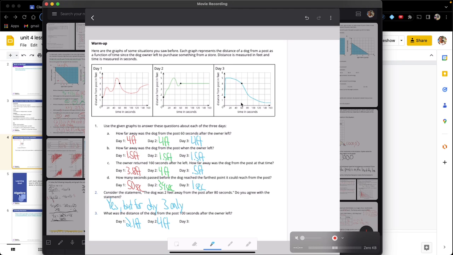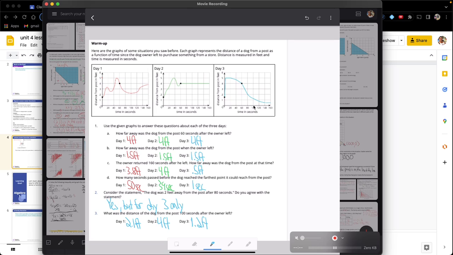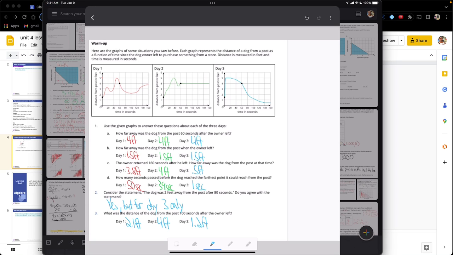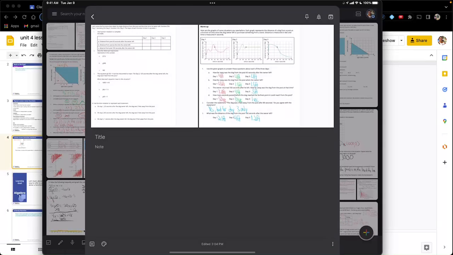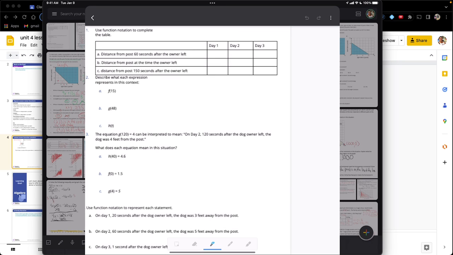And day 3, 100 seconds. It looks like it's just above 1. We'll say 1.2 feet. Okay. 100 seconds. Yeah, it's just above 1. So we were just using these graphs to answer the questions in the warm-up. Okay. Let's go to the back of the handout and take a look at those examples now.